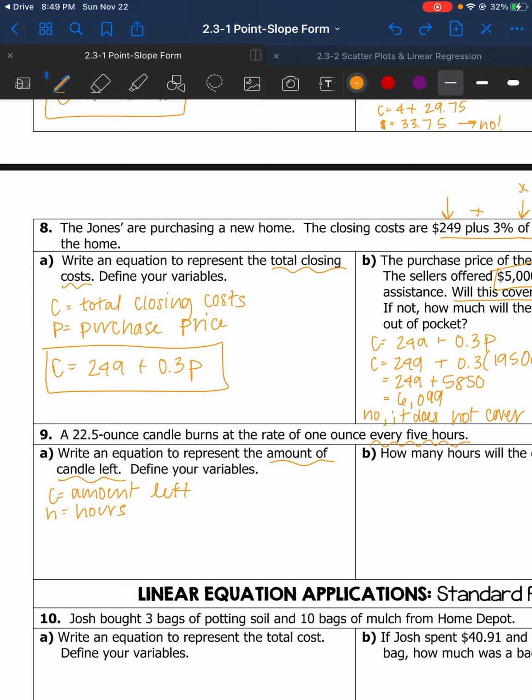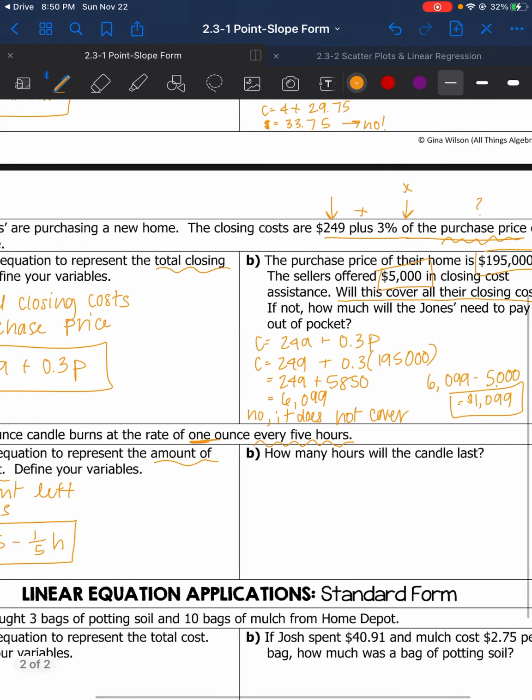So for every hour, this is how much is left. The amount we start with is 22.5 ounces, so 22.5, and then we're losing candle for every hour. And to represent every hour, we're going to say 1/5 H, because we're looking at 1 ounce every 5 hours. All right, so there's our equation here.